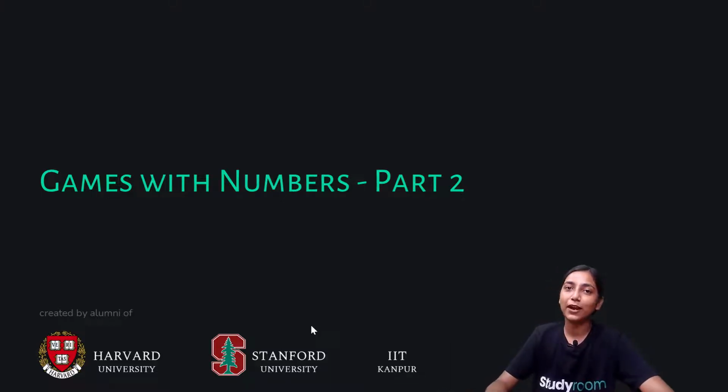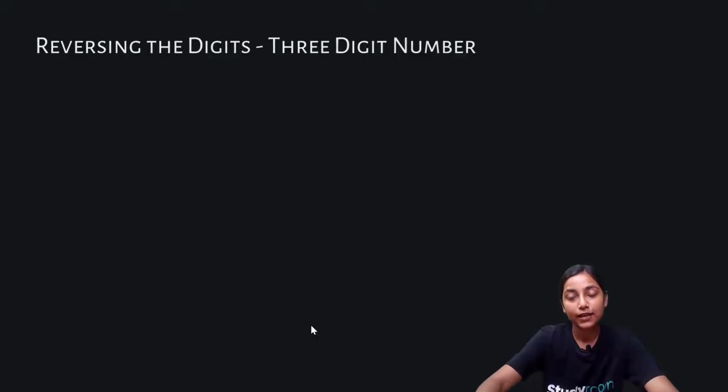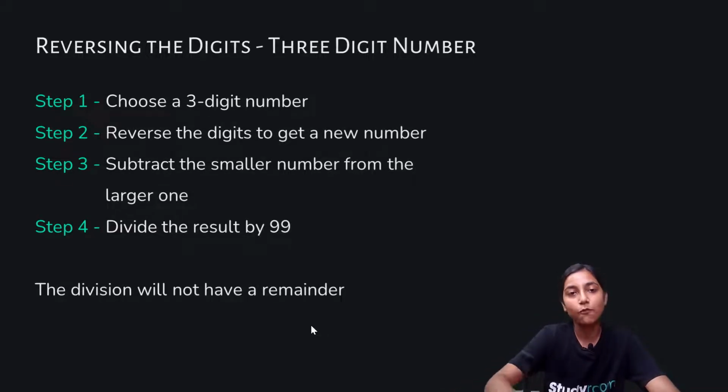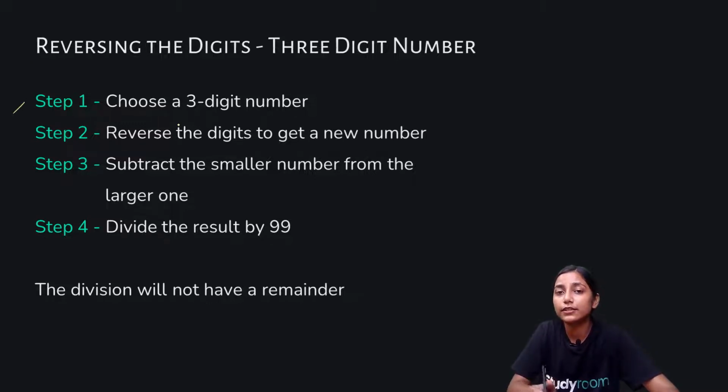So in this video lecture we are going to study some more games with numbers, and this will be our part 2 for the same. First of all, we again have this reversing of the digits, but now we will be dealing with 3-digit numbers. Our first step will be to choose a 3-digit number. Our second step is to reverse those digits in order to get a new number. The third step will include subtracting the smaller number from the larger one. And at last, we will divide that result by 99 and we will see that the division will not have a remainder. That again our remainder will come to be 0.